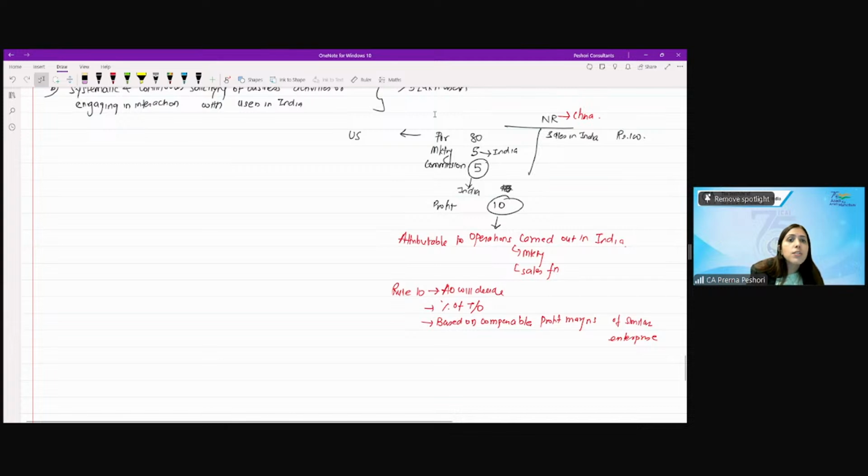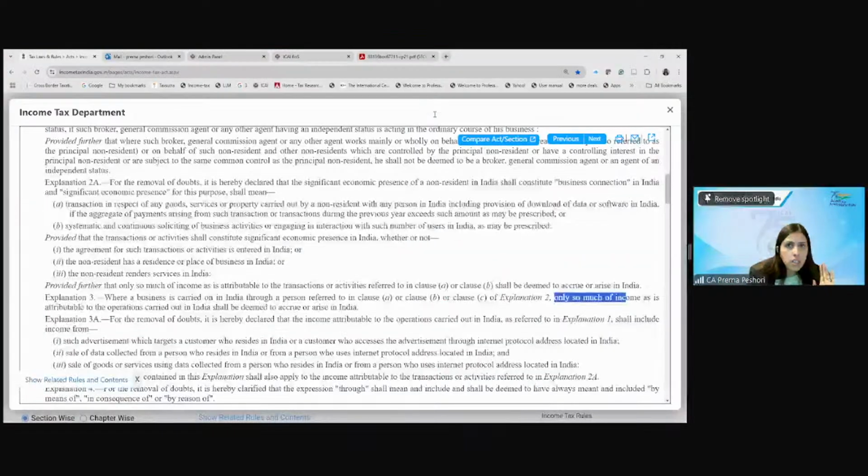So that's what your section 9(1)(i) was saying to you. What did it say? That where a business is carried out in India through an agent or through the SEP activities, only so much of income as is attributable to the operations carried out in India will be deemed to accrue or arise in India. Are we clear, students? Yes or no? Is this point clear to everyone? So this is not very relevant from the exam perspective, but will help you to understand the Act practically. Clear? Let's move forward towards the last point in business connection.